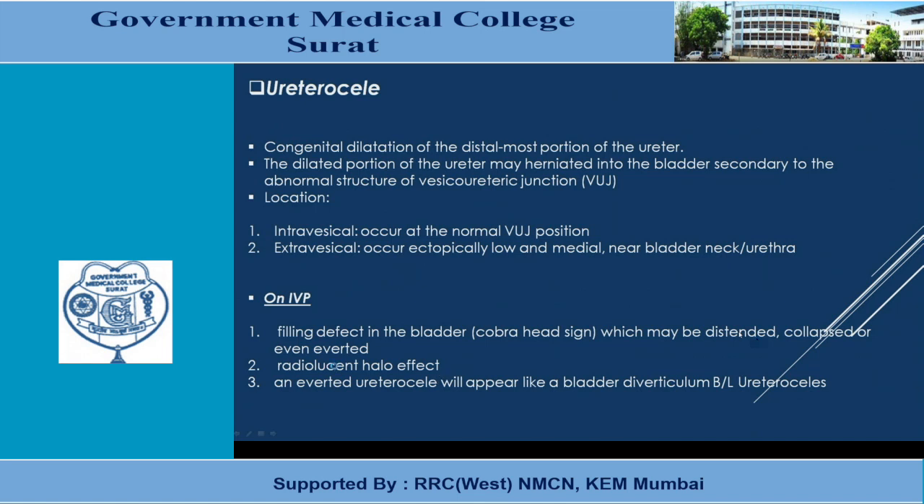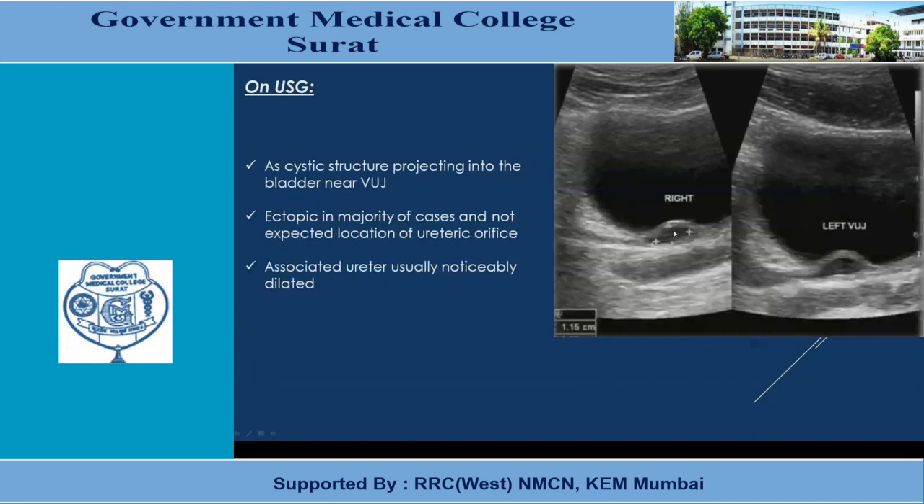You can see this is a cystic dilated structure on the ultrasound image near the vesico-ureteric junction. It dilates with each peristalsis. So that is how a ureterocele appears on ultrasonography.